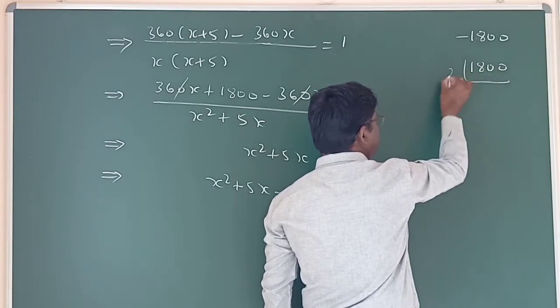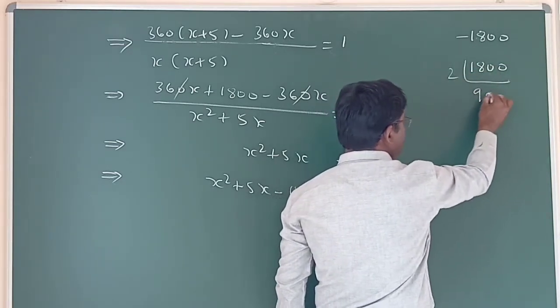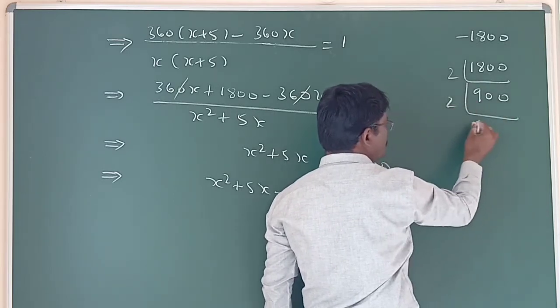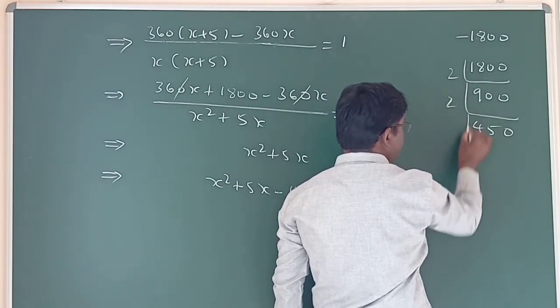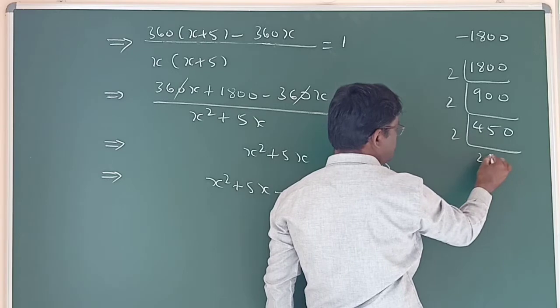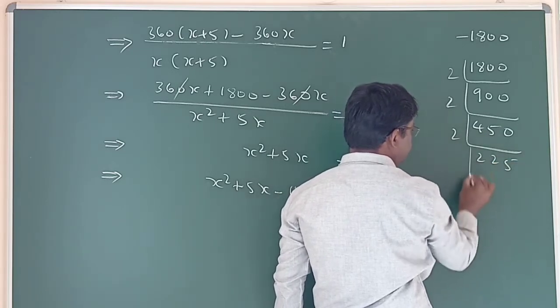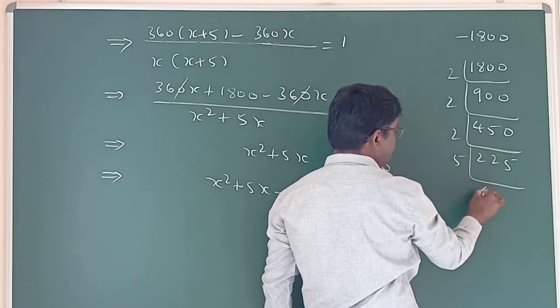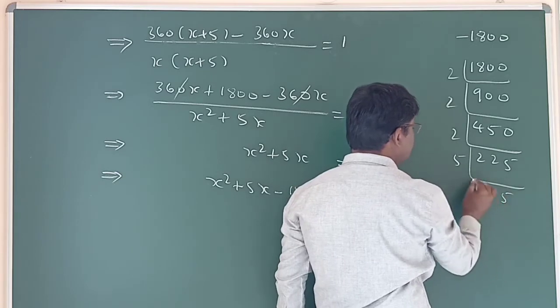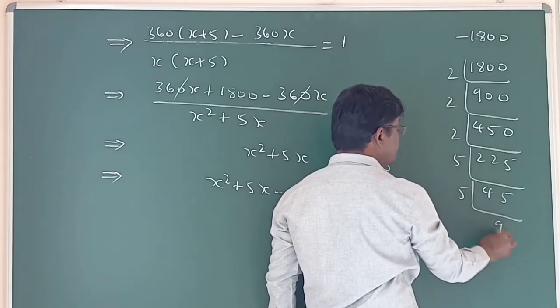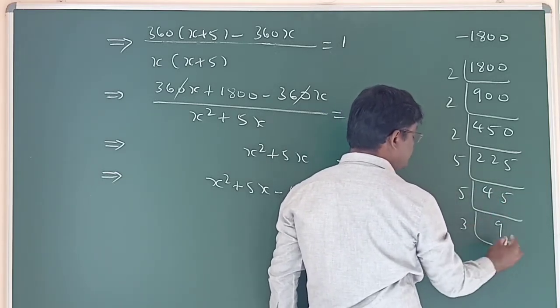It is even. Divide by 2. 900. 2, 450. 2, 225. 5, 45. 5, 9. 3, 3. 3.